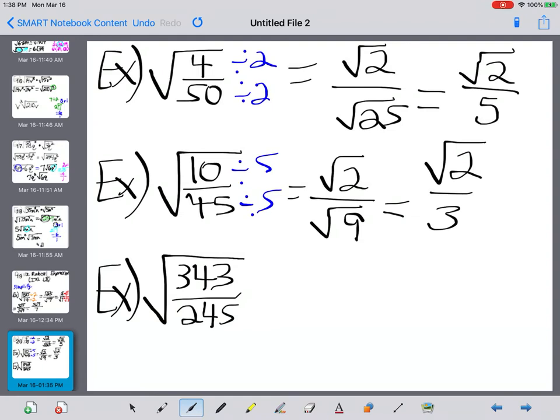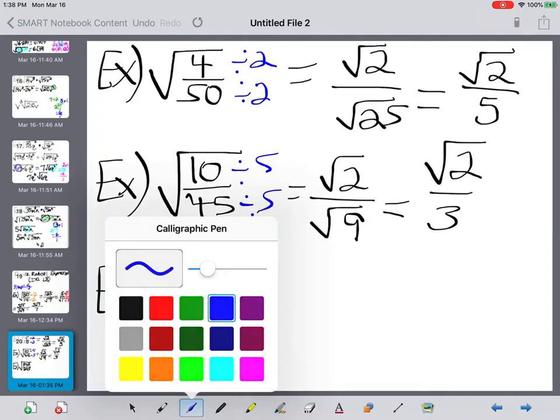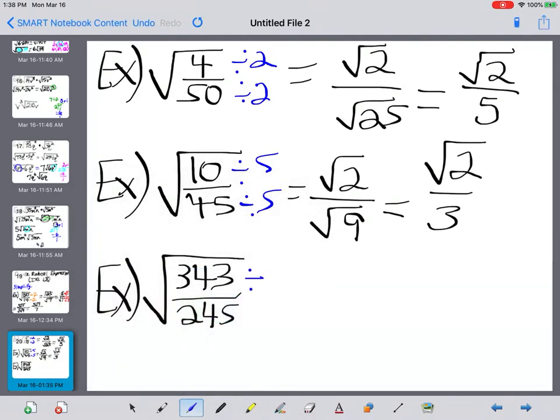245, would it divide by 7? Well, what I want to do is divide it by the biggest number I can, and I think both of these end up dividing by 49. Now, yeah, if I divide 343 by 7, I get 49. So the perfect square that goes in that will divide these both by 49.